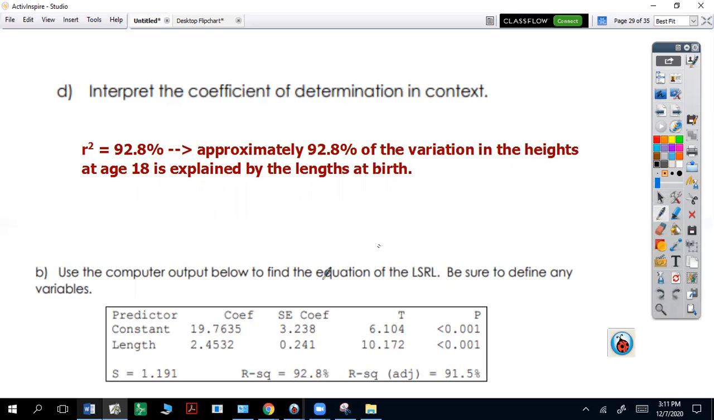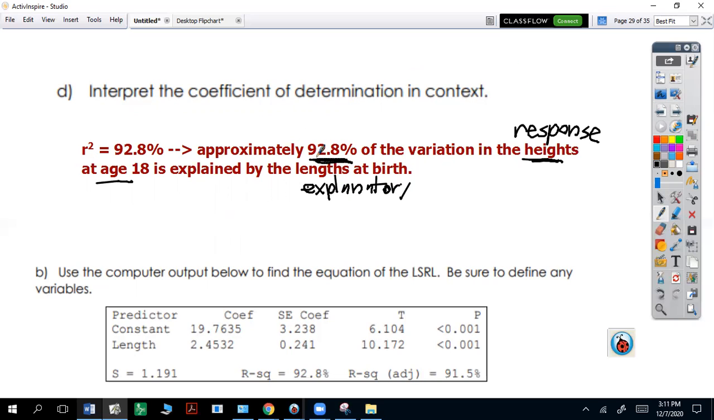What does that mean? It means about 92.8% of the variation in the heights at age 18, so that's the response variable, is explained by the lengths at birth, so the explanatory variable. I encourage you to look up what that means again, but it's basically the percent of variation in the response that can be explained by the explanatory variable.